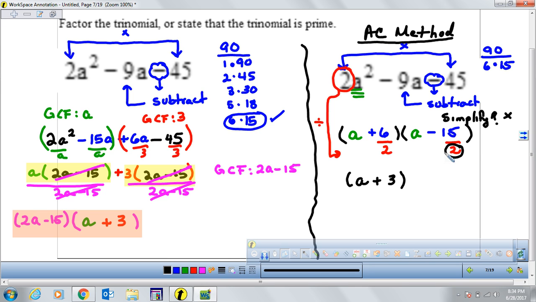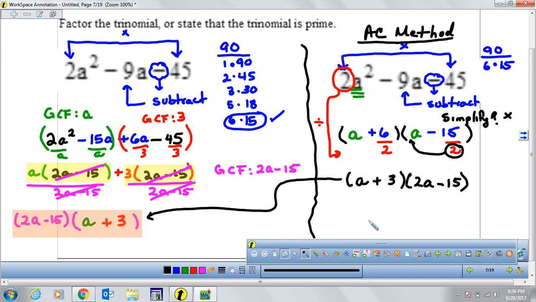the denominator from this fraction, you're going to move it in front of the variable. So that's going to be a 2a minus 15, which if you look at, it is the exact same thing as this. We just have them in a different order, but the factors are exactly the same.